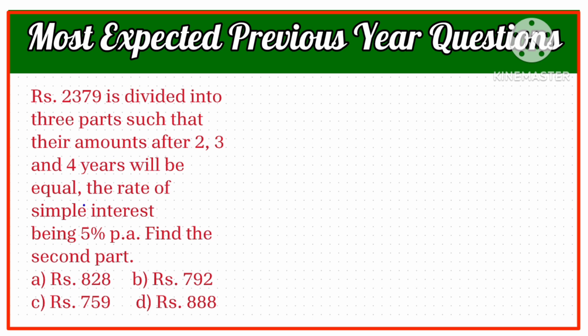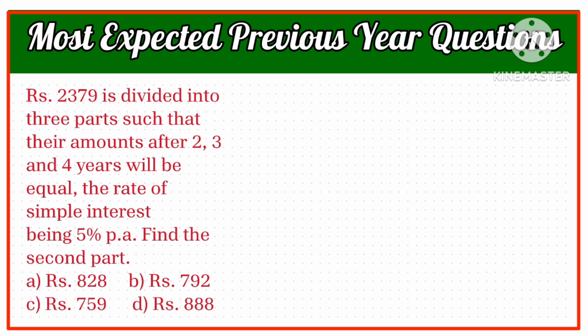The rate of simple interest being 5% per annum. So rate of interest is 5% per annum in simple interest, SI. And here you are asked to find out the second part. As you can see, the principal was divided into three parts. So you need to find out the second part.